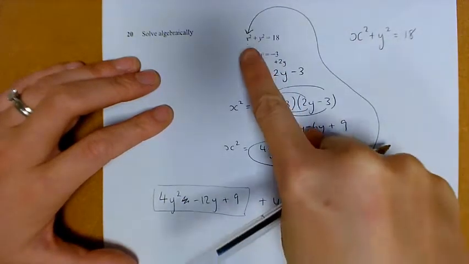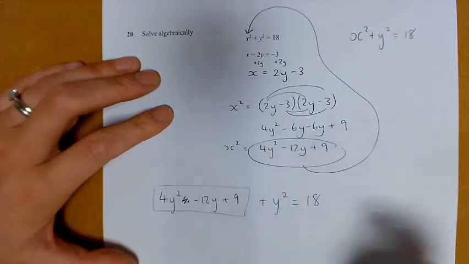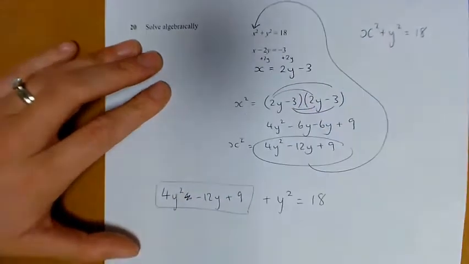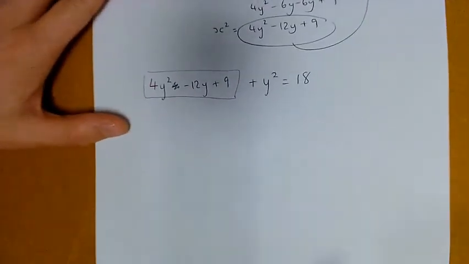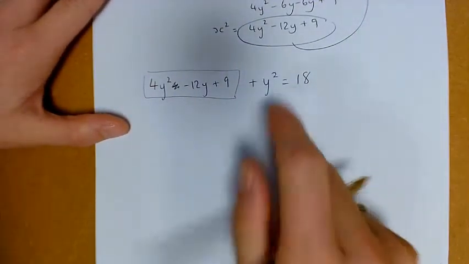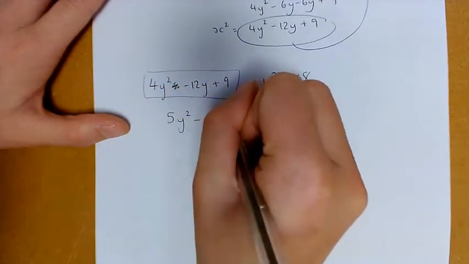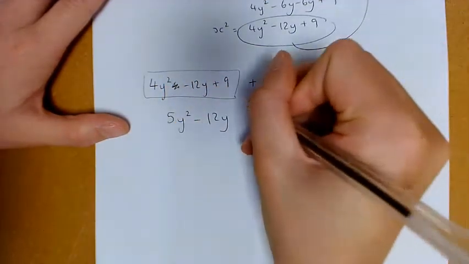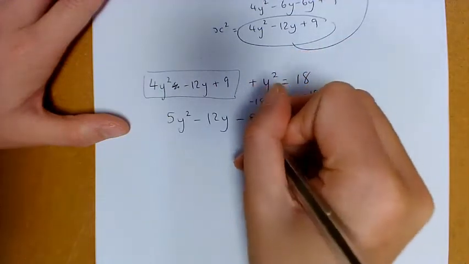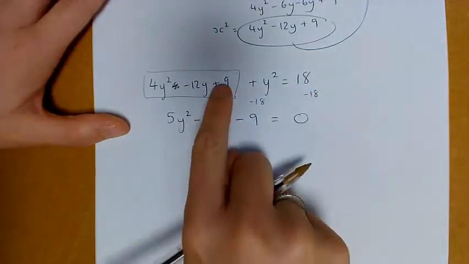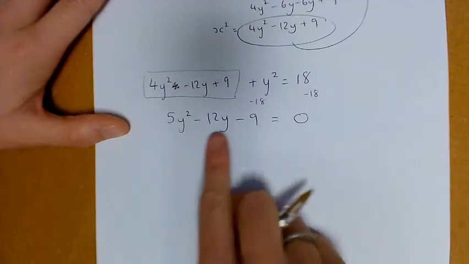So I've changed the x squared to be this, because that's what x squared is. And we can now collect together all our like terms, and because it's making a quadratic, we need to make it equal 0 as well. So I've got 5y squared minus 12y, and then going to take 18 away from both sides, so I get minus 9 equals 0. Okay, taking away from there. I'm then going to factorise it.